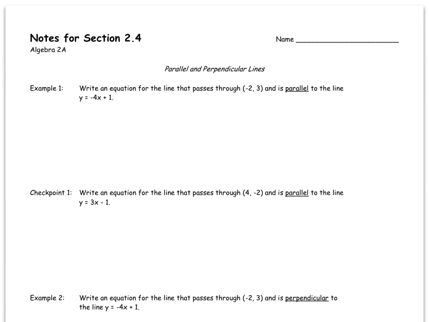Hi class, this is section 2.4. We're talking about parallel and perpendicular lines, which we talked about exactly what they are earlier. Parallel means the same slope. Perpendicular lines have the opposite reciprocal slopes, and we're going to be writing lines.